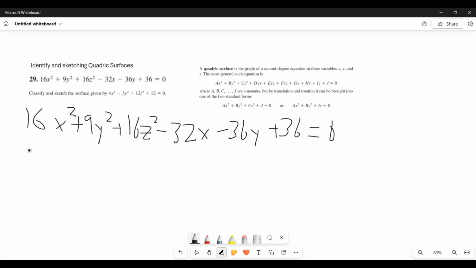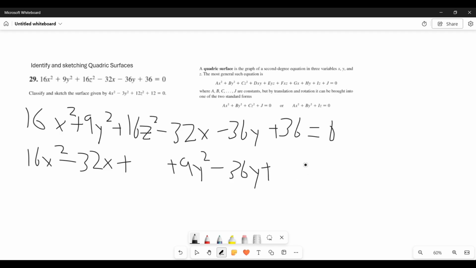So we're gonna use completing the square. So 16x squared minus 32x plus some number here, and then plus 9y squared minus 36y, and then plus some number here, and then plus 16z squared, just plus 36 is equal to 0. Okay, so we're gonna factor this out.